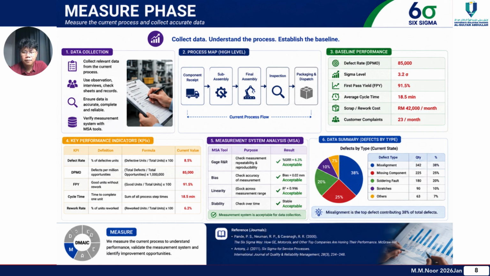And then we have the defect data analysis. The pie chart shows the distribution of the defects. Misalignment is the largest contributor, accounting for 38% of total defects. So this suggests that improvement efforts should focus on addressing alignment issues first.